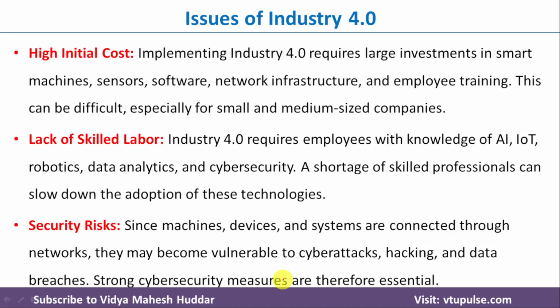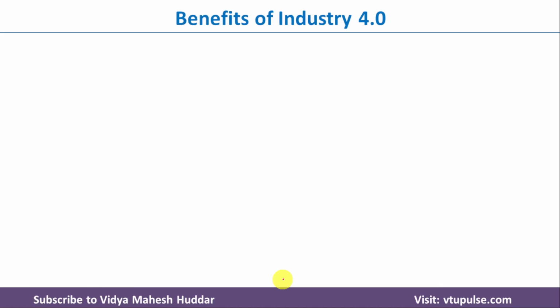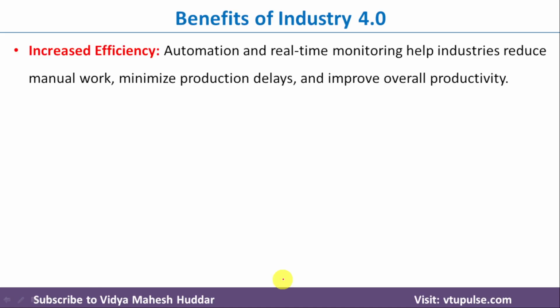Next we will go for the benefits of Industry 4.0. The first one is increased efficiency. It means that for automation in Industry 4.0 we are using sensors, actuators and network software. Automation and real-time monitoring help industries to reduce manual work, minimize production delay and improve overall productivity.